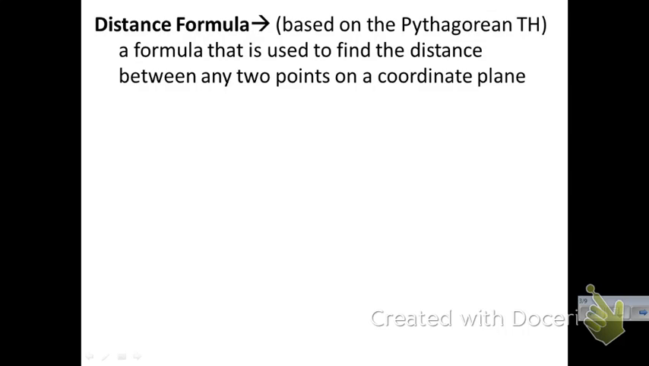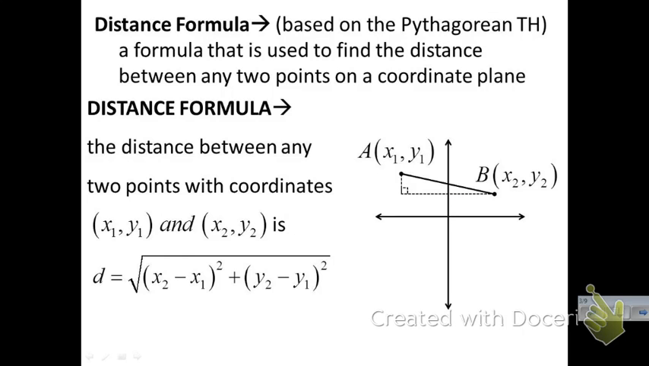The distance formula is based on the Pythagorean theorem, and it's a formula that is used to find the distance between any 2 points on a coordinate plane. So if I give you a coordinate plane and say find the distance between these 2 points A and B, then we're going to use what's called the distance formula. Recently we used what was called the Pythagorean theorem.